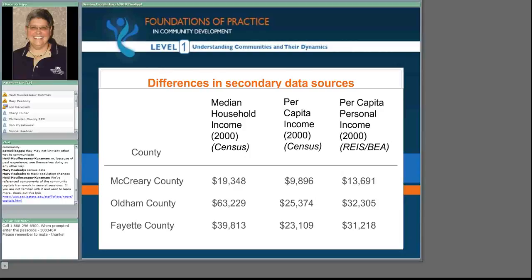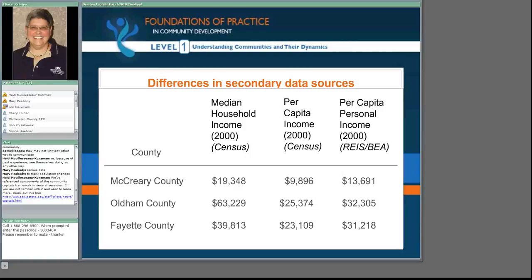But I could also go to the census and say, well, I really want to get per capita income. So if we look at per capita income, what we see is that the gap between Oldham County and Fayette County has shrunk considerably. Fayette's per capita income is still lower than in Oldham County, but now the gap is less than $2,000 as opposed to almost $30,000.